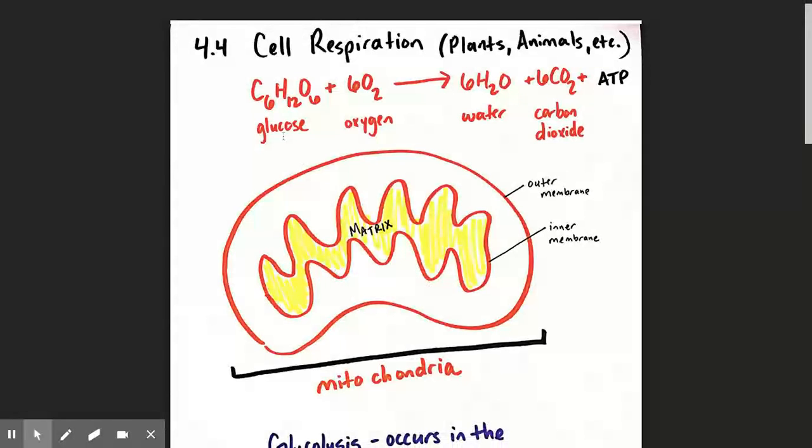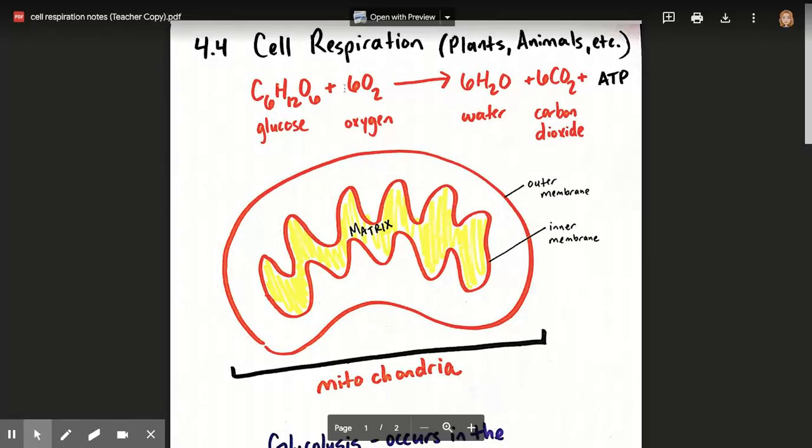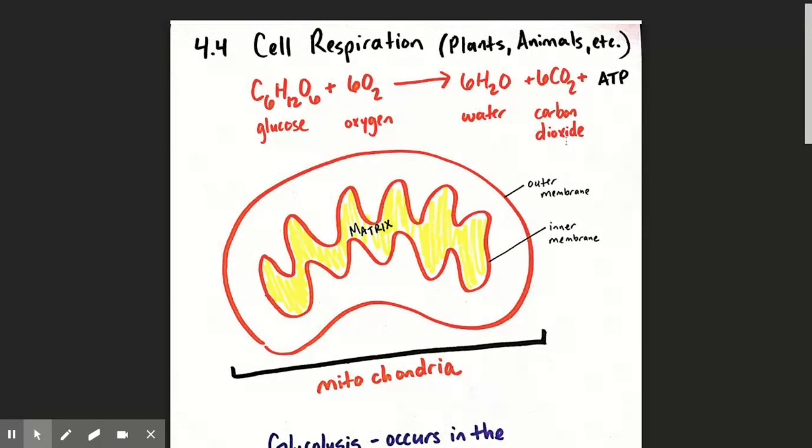And there's an overall equation for cellular respiration that might look a little familiar to you. Here we've got glucose, C6H12O6, and oxygen. Those are the reactants, and then we have an arrow, which means these are the products: water, H2O, carbon dioxide, CO2, and this cellular energy, ATP. It probably looks familiar to you because it's kind of the opposite of photosynthesis.